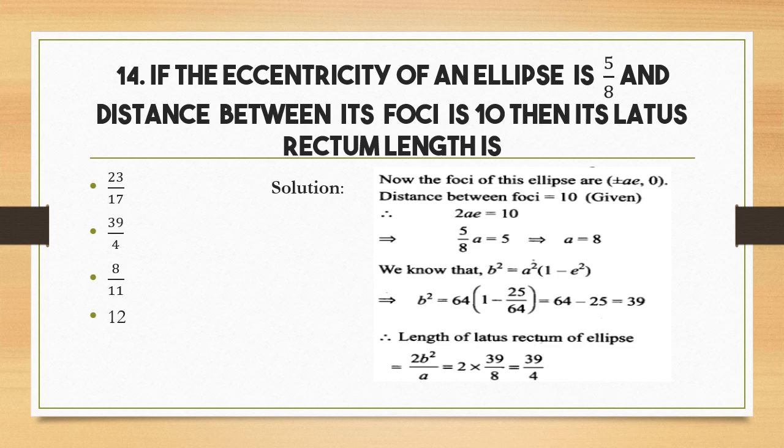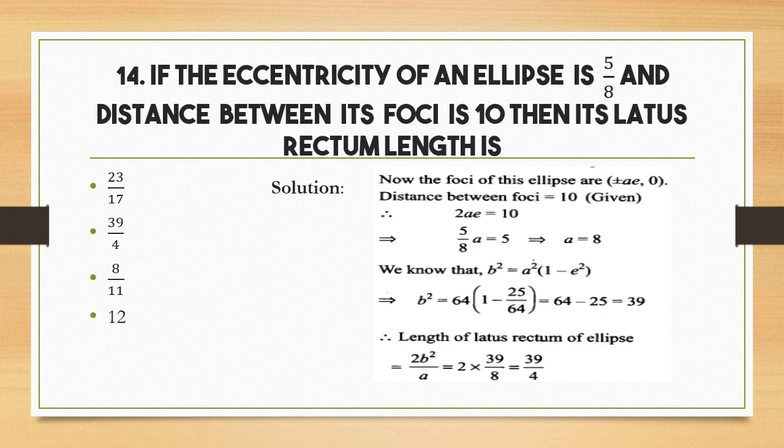So we all know that the foci of the ellipse are plus or minus ae, 0. That is, ae, 0 and minus ae, 0. The distance between the foci is the distance between ae, 0 and minus ae, 0. If you use the distance formula, you will get root of 4a square e square, and when you take it out, you will get 2ae. Therefore, I wrote directly the distance between foci as 2ae, and the distance between foci is already given as 10 units.